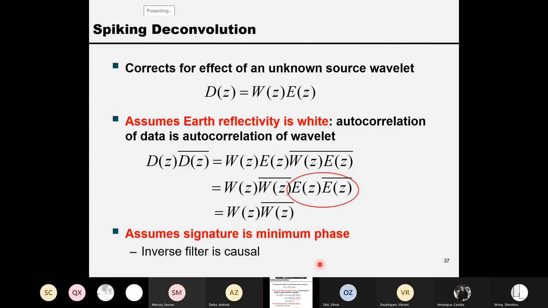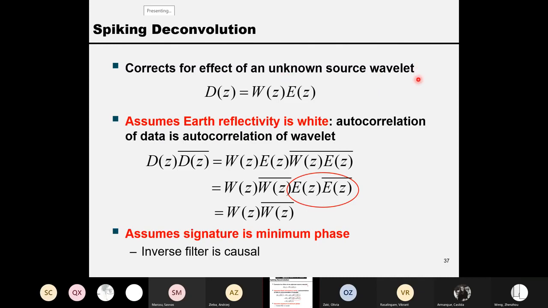Spark deconvolution, the purpose of spark deconvolution is to try to correct the effect of an unknown source wavelet. Right. In the previous example, I showed you the filter of an instrument, because if we do not have a source signature, but we record the data, that data really means instrument response, right? But here we're talking about the unknown source wavelet, because the source wavelet will be very complicated.